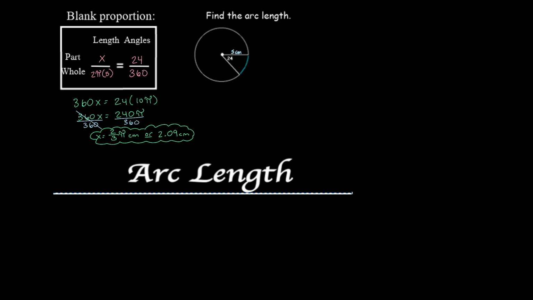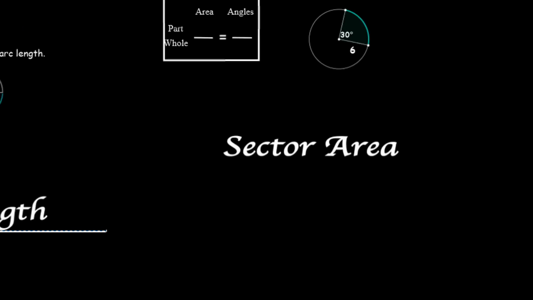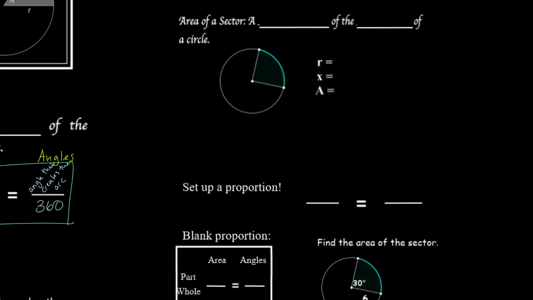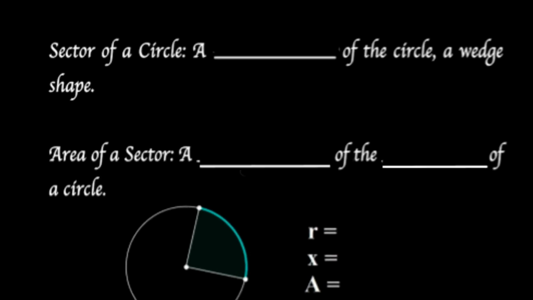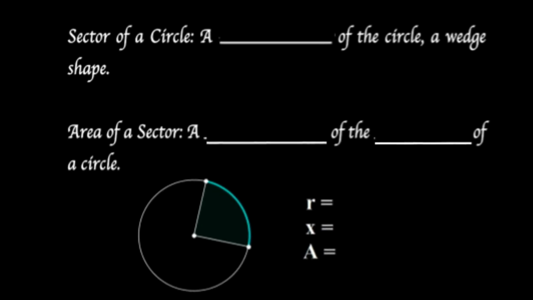Now, sector area is almost the exact same thing. Almost. A sector of a circle, like we were saying before, is a portion of the circle. It's a wedge shape. It's a wedge. The area of a sector is a portion of the area of a circle.